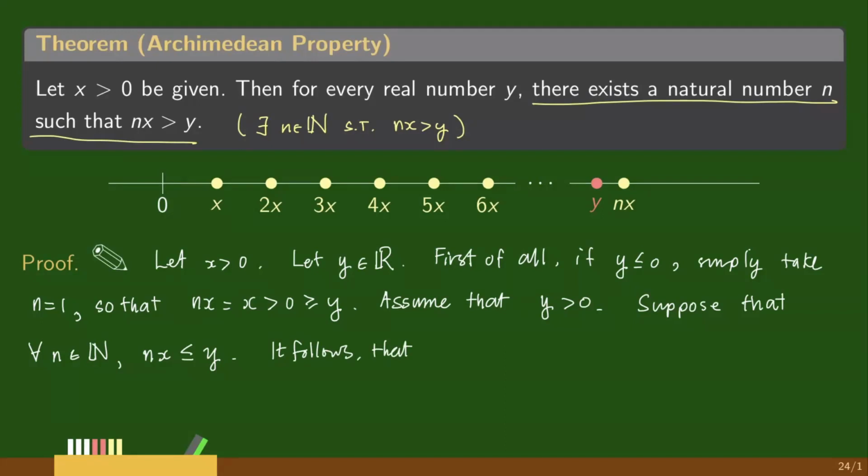Anong gagawin ni sir? Magmumultiply ako ng 1 over n on both sides, which is positive. Kapag nagmultiply ako ng 1 over n, x is less than or equal to y over n, correct? Tapos magmumultiply din ako ng 1 over y on both sides. So parang ganito ang ginawa ni sir. Nag-divide ako ng y. At the same time, nag-divide din ako ng n. Naintindihan niyo ba yon? Nag-divide ako ng y, tapos nag-divide din ako ng n.